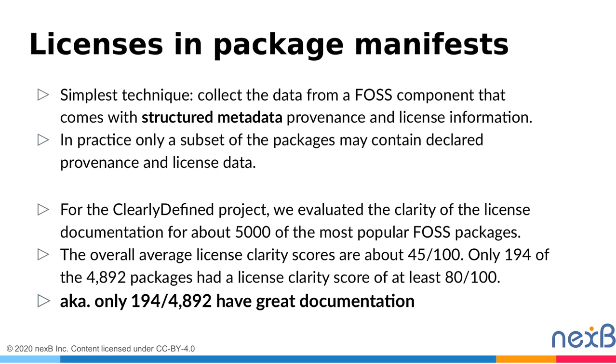So for the ClearlyDefined project, we evaluated the clarity of license documentation for, as I said, about 5,000 of the most popular free software packages. Popularity is actually something difficult to figure out, but we came up with a few heuristics and came out with a list. The average license clarity score for these is about 45 out of 100, 45%. That means it's pretty poor, right? It's below par and below half of the score apportionment. And we had only 194 out of roughly 1,000 that had a score above 80. A score above 80 would be considered great documentation. But not perfect, just great.